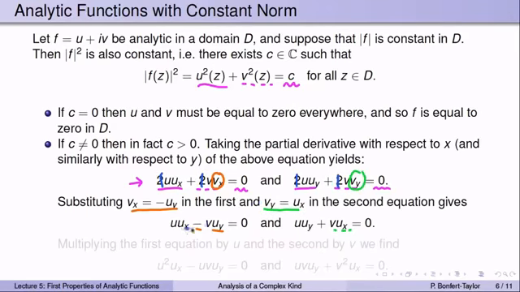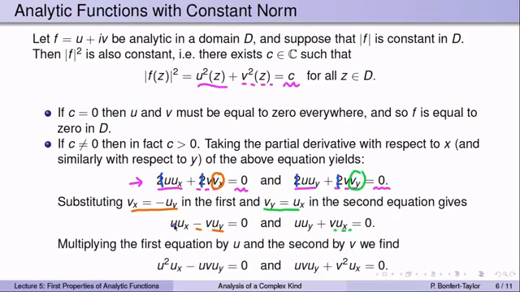What we end up with is uux minus vuy is equal to 0, and uuy plus vux is equal to 0. Now let's multiply this first equation on the left by u. Well, then u squared ux minus uvuy is still equal to 0. And on the right, we multiply by the function v. uvuy plus v squared ux is equal to 0.